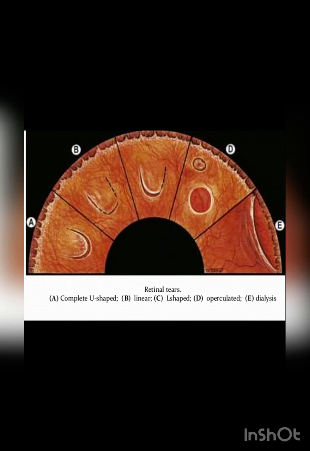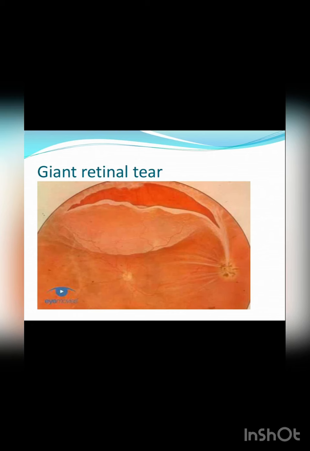So it's a very impressive picture in which it's clearly defined: the complete U-shape, the linear pattern, L-shaped, operculated, and dialysis. Giant retinal tear is clearly shown in the picture, how the retina detached and formed a tear over here. It's a big giant tear.